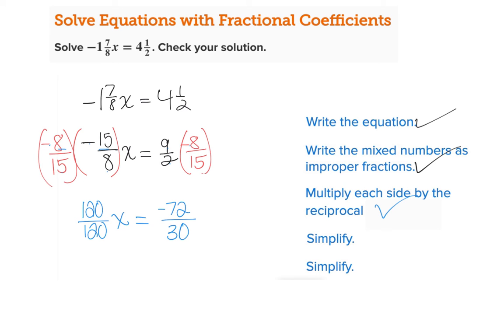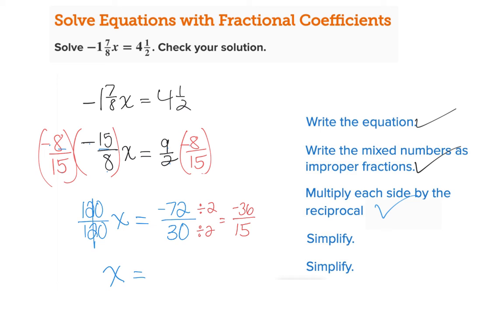All right, I have 120 over 120 times x, so that's just 1. That cancels out. That equals 1. And then negative 72 over 30. Well, I know these are both even, so I can for sure divide both of these by 2. And that leaves me with 15 on the bottom and negative 36 on the top.